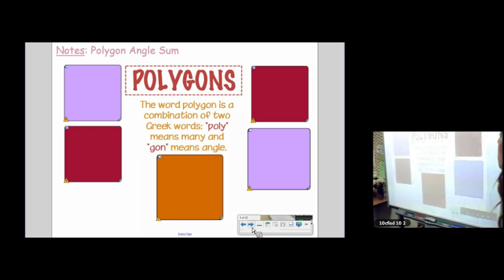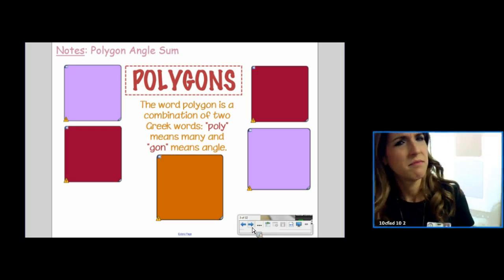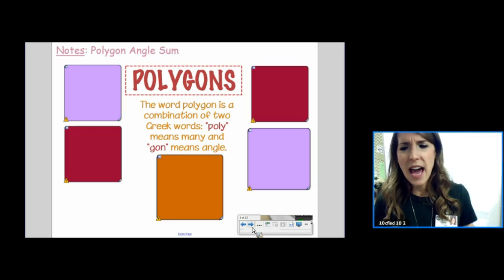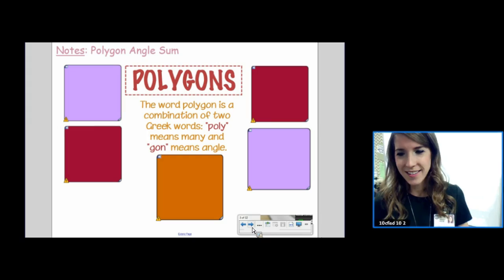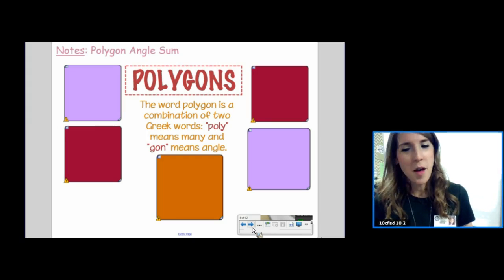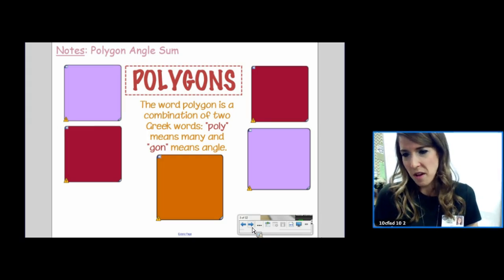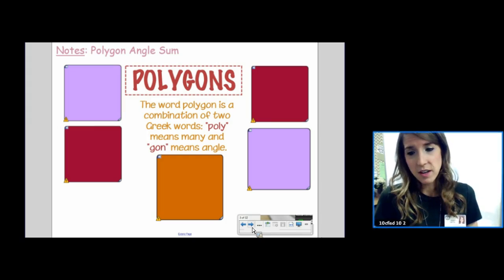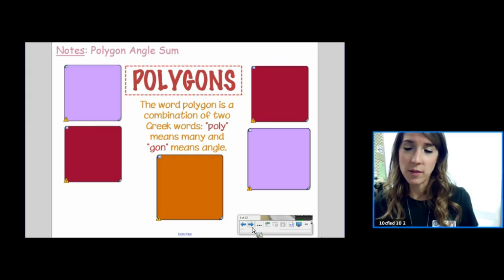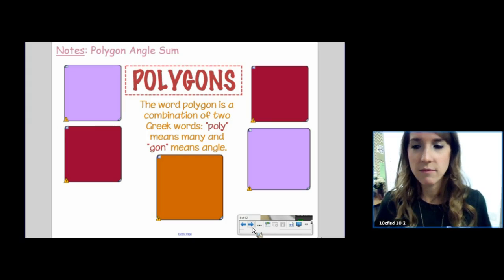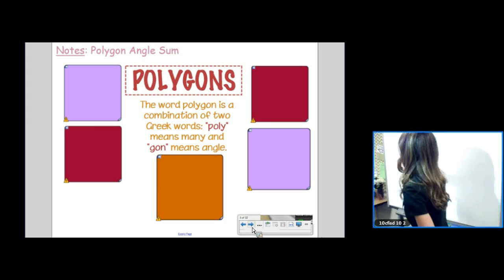Many angles. So what does many mean? How many angles does a polygon have to have anyways? Can a polygon have one angle? No, right? At least 3, good. A polygon can't have 2 angles. Try to draw a polygon with 2 angles. Doesn't work. So when they say many, they're saying 3 or more. Polygon, many angles. Here are some examples.